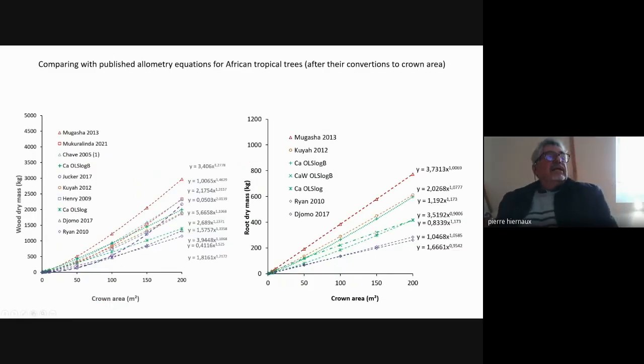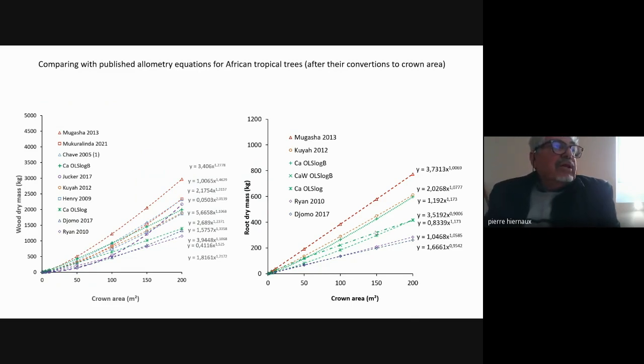Then we compared the allometry that we retained, so the two log ones, with or without Baskerville correction. We compared with the published allometry equations for African tropical trees after they were converted to crown areas, because initially they were not expressed with crown areas. They were expressed with diameter of the trunks generally and height.